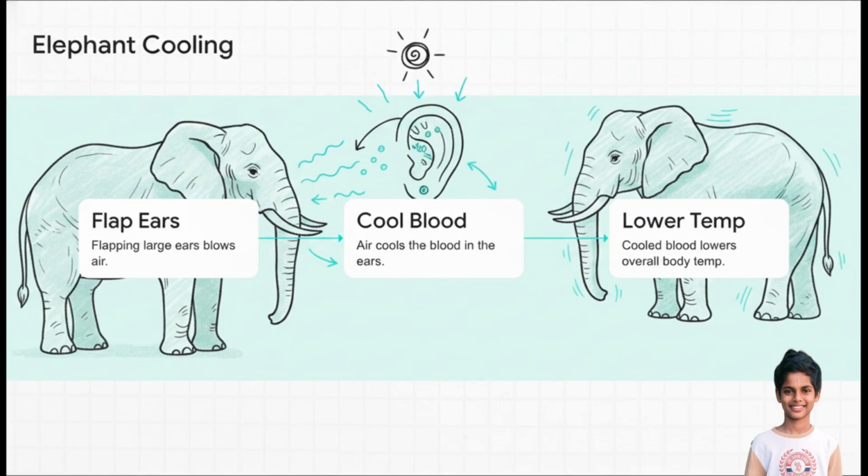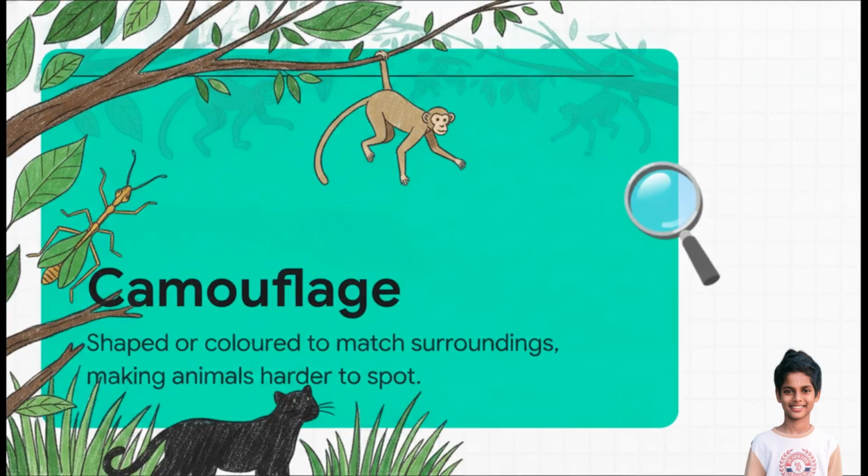Let's see how this builds into an incredible biological process. Take the African elephant, for example. Animals in the tropics often have large ears, but the elephant takes it to a whole new level. These ears are literally built-in fans. Step 1. The elephant flaps its massive ears. Step 2. This action blows air that specifically cools the blood rushing through the ear's blood vessels. Step 3. That freshly cooled blood circulates back into the body, lowering the elephant's overall temperature. Pure biological engineering.